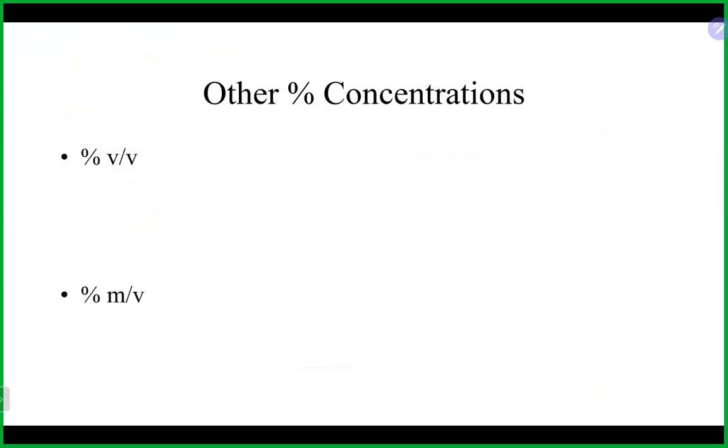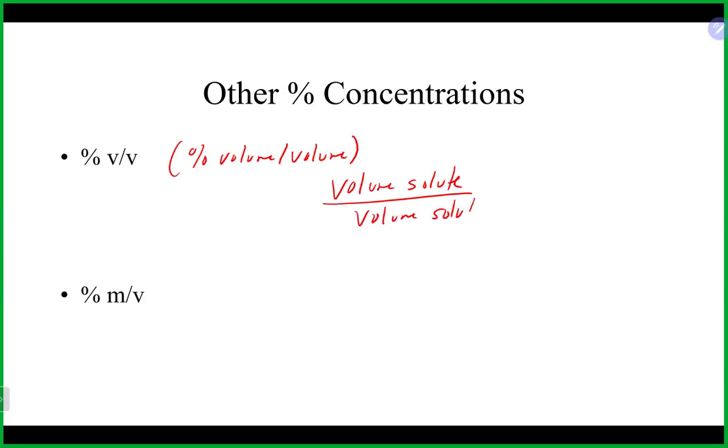There are some other percent concentrations as well, and there's percent volume to volume. So this is percent volume to volume, and that is the volume of the solute divided by the volume of the solution times 100%. This is typically milliliters over milliliters is the units there. And that's like the percentage of alcohol and stuff like that. Percent by volume is that sort of calculation.